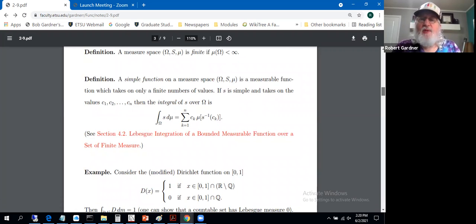Shifting gears a little bit with an eye towards integration.